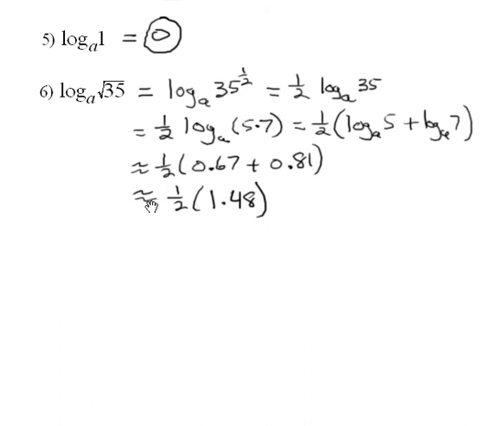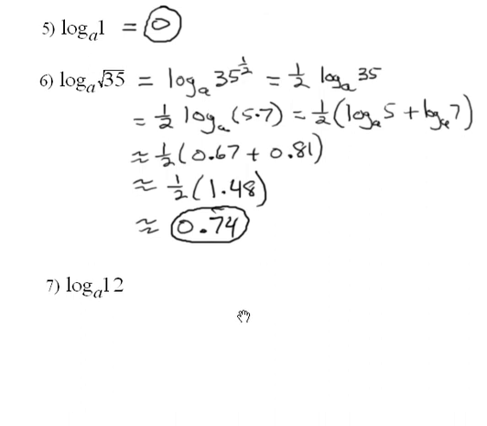Last step on this is to take half of it. It's the same thing as dividing it by 2. So we can see that 2 will divide into 14 7 times. Nothing left over. 2 will divide into 8 4 times. And so the log of the square root of 35 is approximately 0.74 to this particular mystery base.